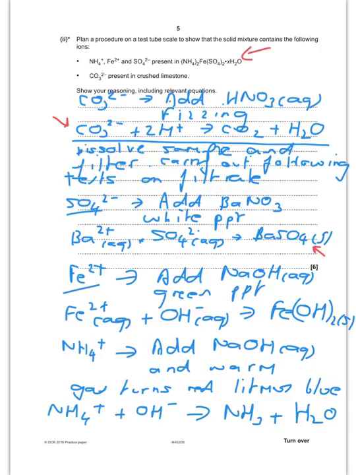For iron 2+, we would add sodium hydroxide solution. We would see a green gelatinous precipitate, and here's the ionic equation here. And finally, for ammonium, you would again add sodium hydroxide solution, but now warm it. You would produce a gas which, if you test with red litmus paper, would go blue, and we have the equation here.